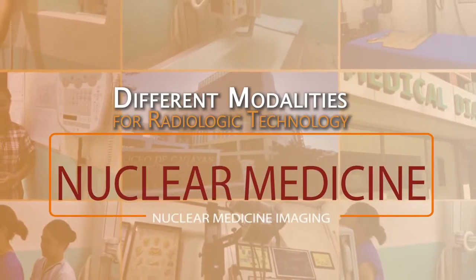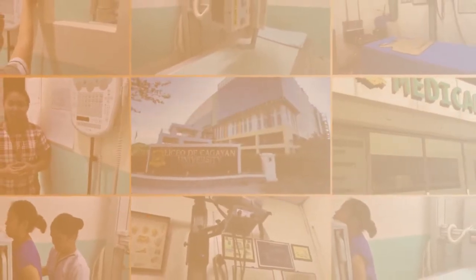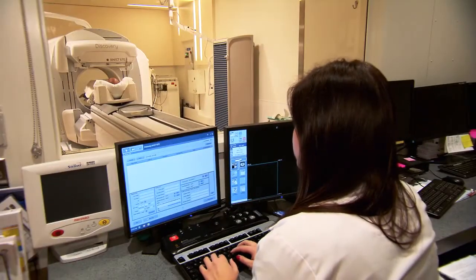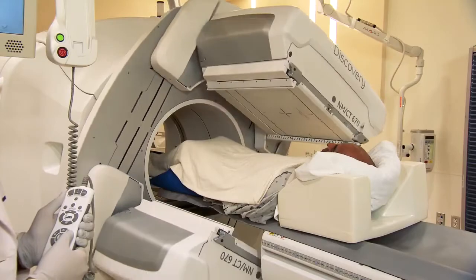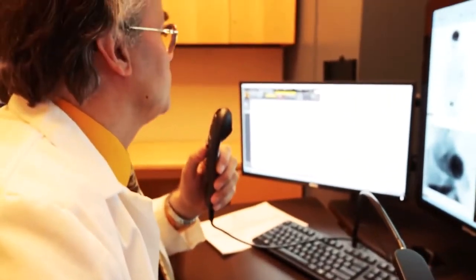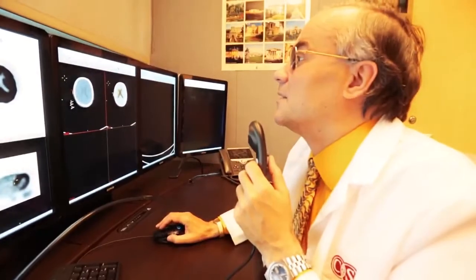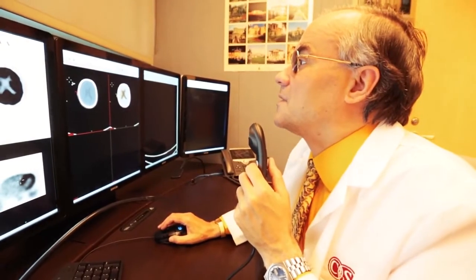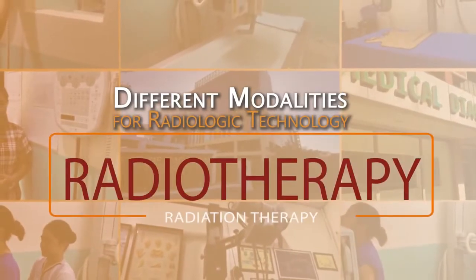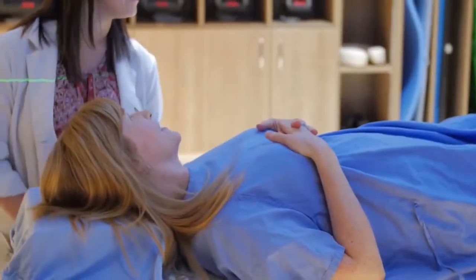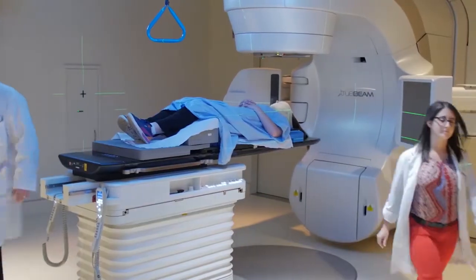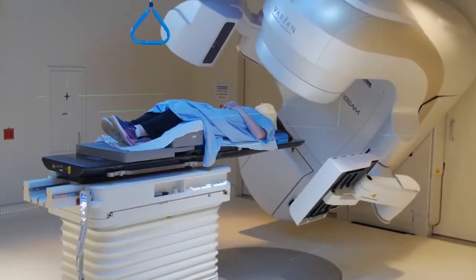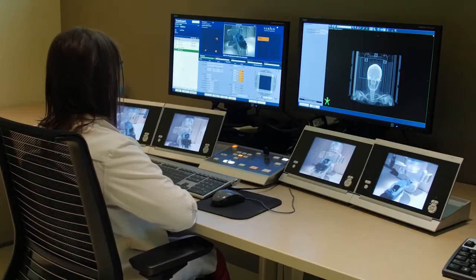Nuclear medicine is a medical specialty that involves the application of radioactive substances to diagnose and treat various conditions such as cancers and neurological disorders. Radiation therapy is also known as radiotherapy. It is an examination used to treat cancers and is often used in conjunction with other therapies such as chemotherapy or tumor removal surgery.